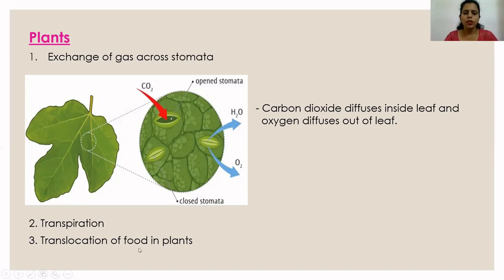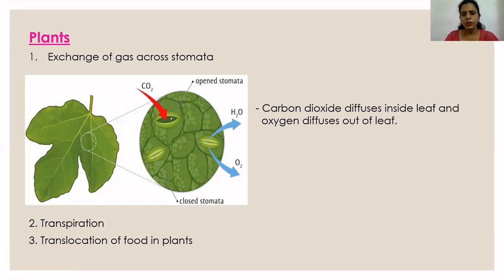The third one is translocation of food in plants. So we know that in the process of photosynthesis, glucose is prepared, glucose is synthesized in the leaf, but all the cells of plants require glucose. Leaves alone cannot consume the entire glucose. So this glucose is converted into starch, which is a stored form of food inside the leaf.